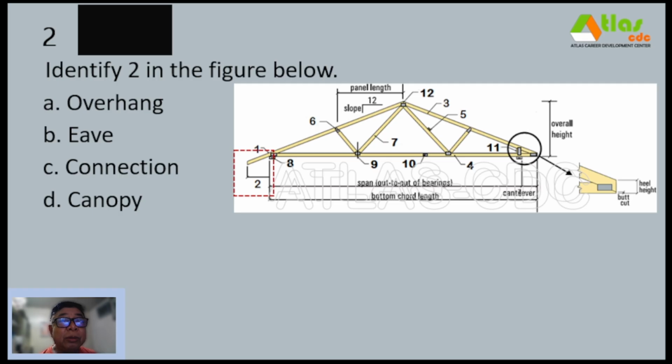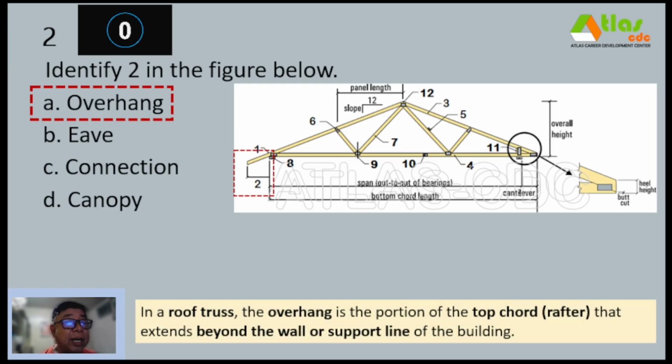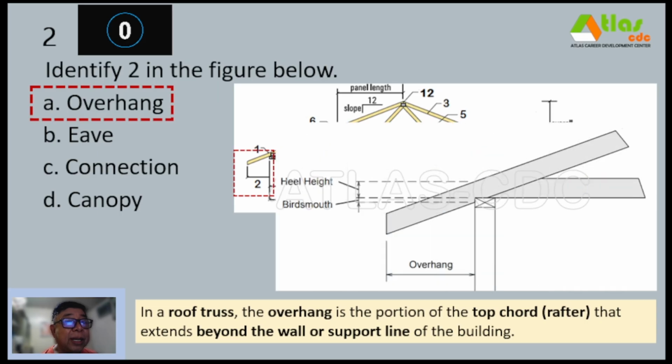Number 2, identify number 2 in the figure below. A, overhang. B, eave. C, connection. And D, canopy. And our correct answer is letter A, overhang. So in a roof truss, the overhang is the portion of the top cord or rafter that extends beyond the wall or support line of the building.